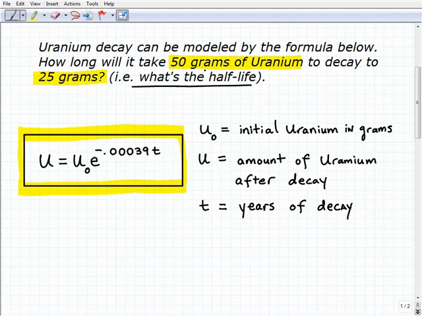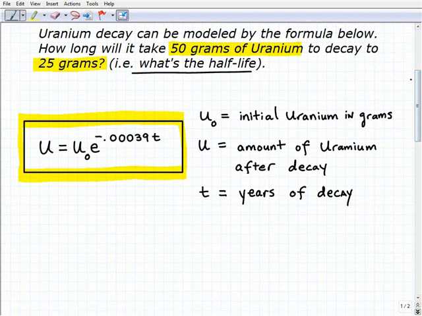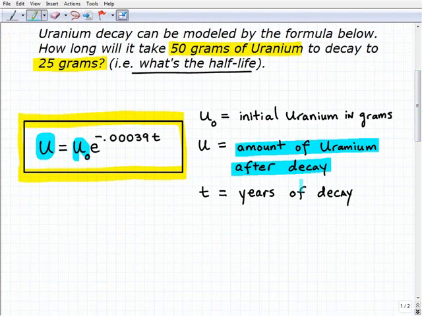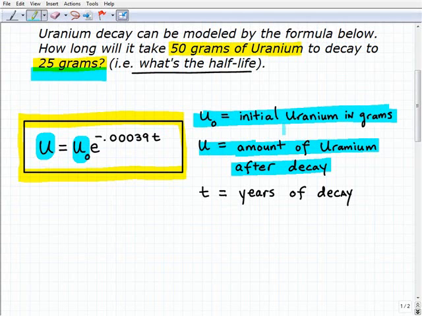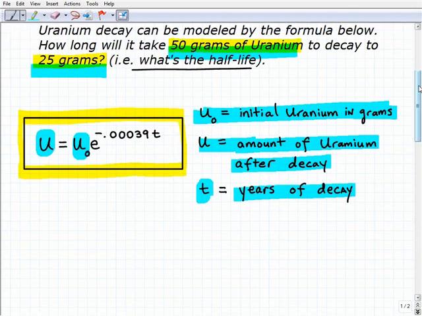All right, so to set this problem up, it's actually pretty straightforward. The formula says let's start this way. U is the amount of uranium after decay, because that's the amount we are going to end up with after so many years of decay. Of course, in this problem, that will be 25. U naught is our initial amount, and our initial amount here is 50 grams. And then, of course, t is the number of years in decay. So let's go ahead and set that up.